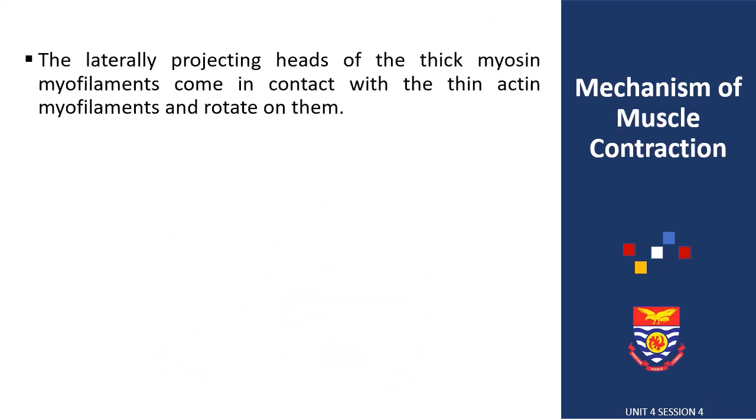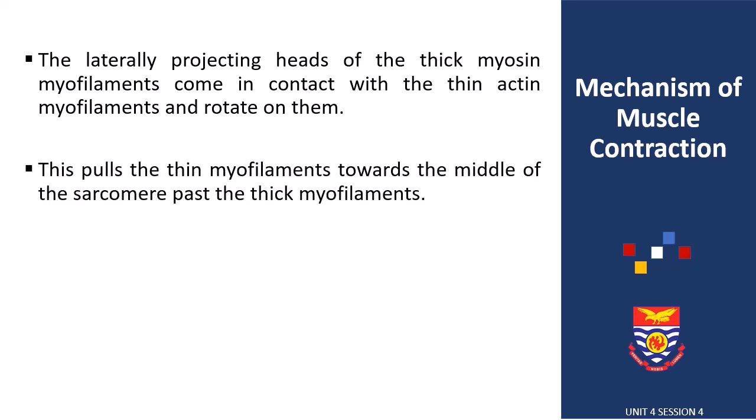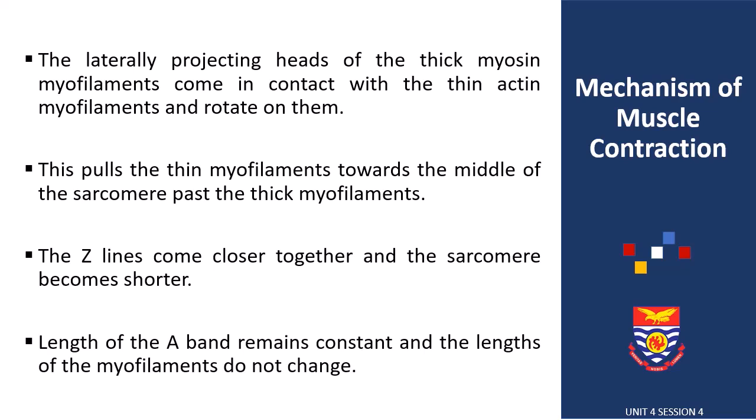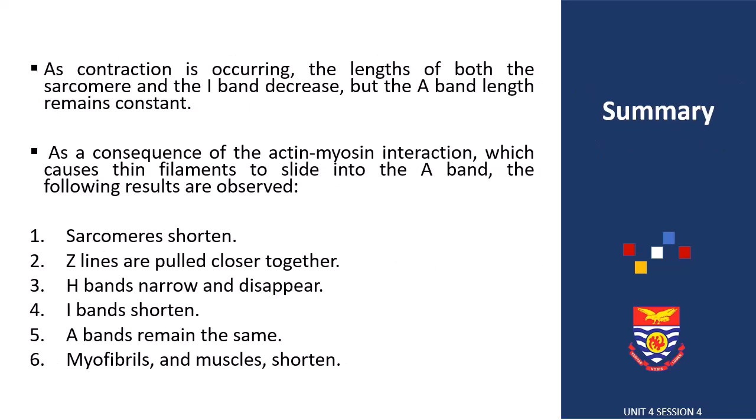In muscle contraction, the laterally projecting heads of the thick myosin filament come in contact with the thin actin myofilaments and rotate on them, and this pulls the thin myofilaments towards the middle of the sarcomere past the thick myofilament. The Z lines also come closer together and the sarcomere becomes shorter. The length of the A band also remains constant and the length of the myofilaments does not change. So in summary, as contraction is occurring, the length of both the sarcomere and the I band decrease, but A band length remains the same.